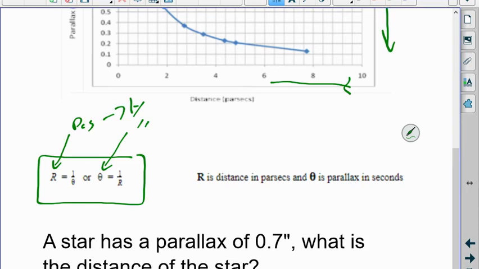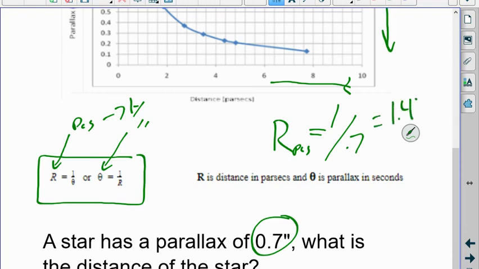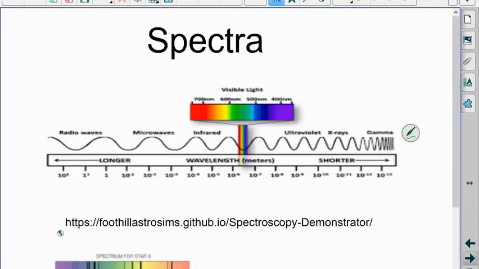Okay. So a star has a parallax of 0.7 seconds. What is the distance? Remember, distance, r, measured in parsecs, is 1 divided by theta measured in seconds. So 0.7. If I do 1 divided by 0.7, I get 1.42. And again, that would be in parsecs. That's all you have to do for that. Okay? Questions on parallax? Okay.